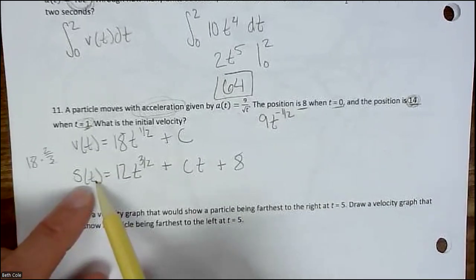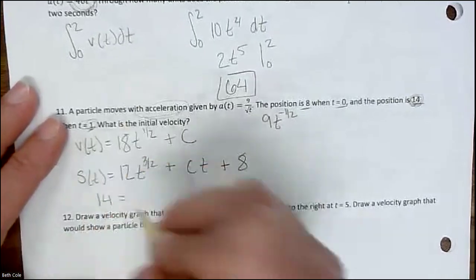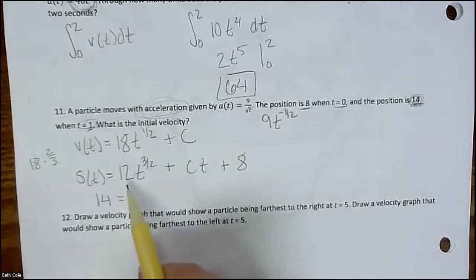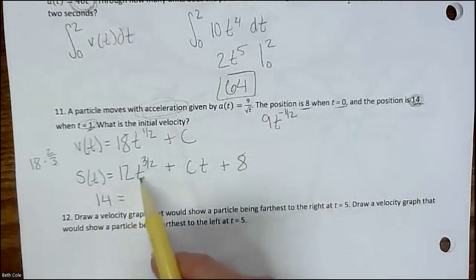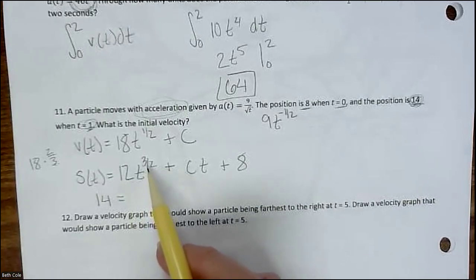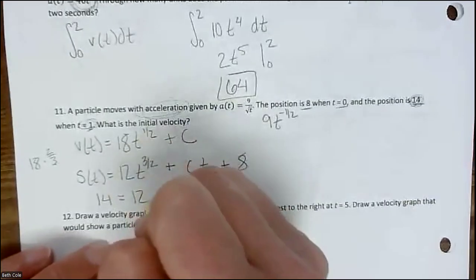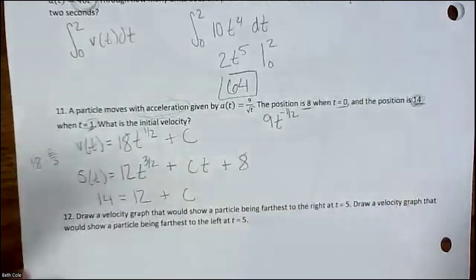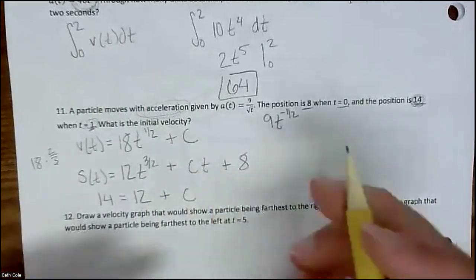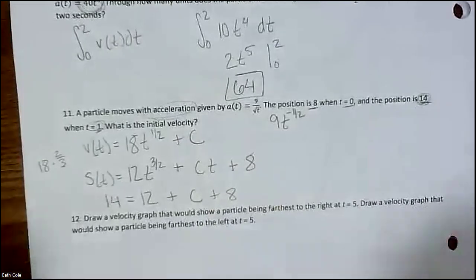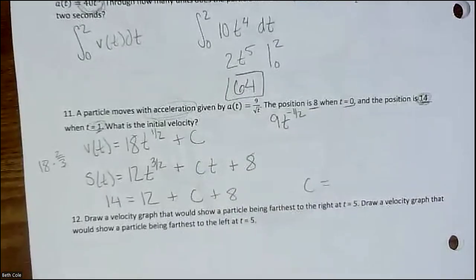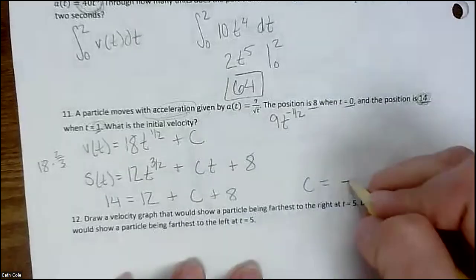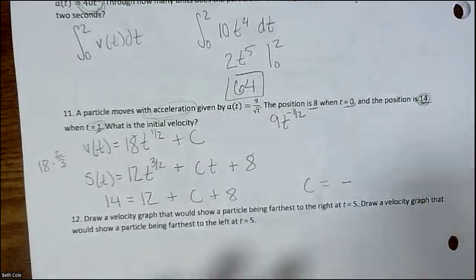So you're going to have 14 equals. Oh, and it's great that it's 1, because what's 1 to any power? 1, because you don't want to do to the 3 halves power. Times 12 would be 12, plus just c, because we're plugging in 1 for time, plus 8. So what is c is going to have to be negative, isn't it? -6.